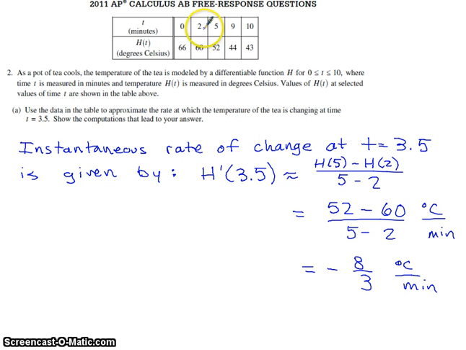So 3.5 would be halfway in between these two t values. So if we found the slope of the secant line connecting these two ordered pairs, (2, 60) and (5, 52), we're going to have a decent estimate. And so here's just the regular old slope formula: difference in y over difference in x, or difference in temperature over difference in time in this case, which is why it's measured in degrees Celsius per minute. And then if you simplify that, you end up with -8/3 degrees Celsius per minute.